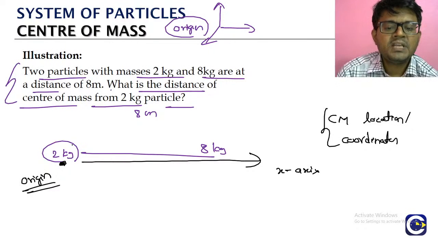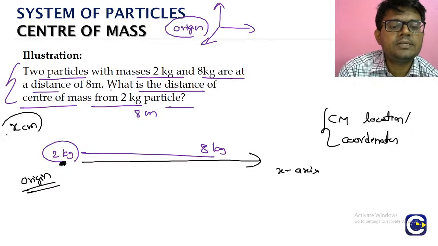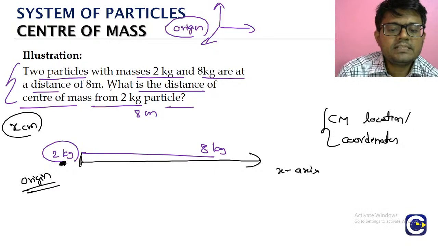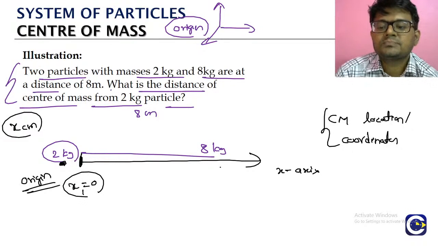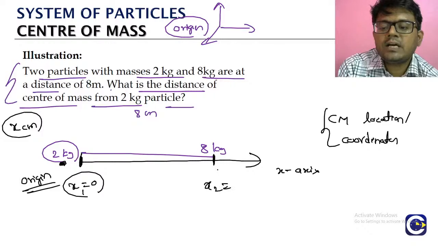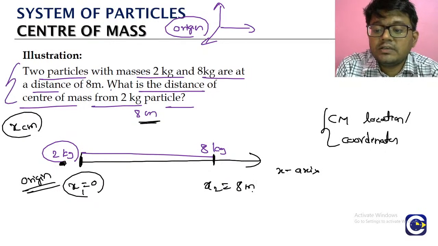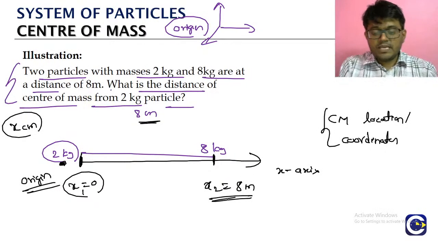Look at this. Here only the x coordinate comes into the picture because they are lying on the x-axis, right? What is the x coordinate of the 2 kg? 0. That is the origin. What is the x coordinate of that 8 kg particle? Because they are saying the distance between them is 8 meters, right? So it will be what? 8 meters.